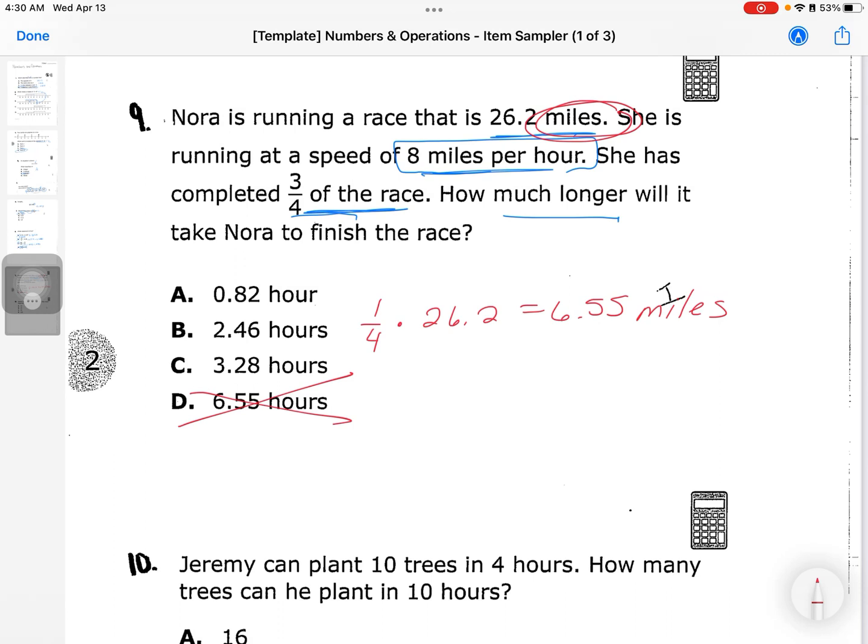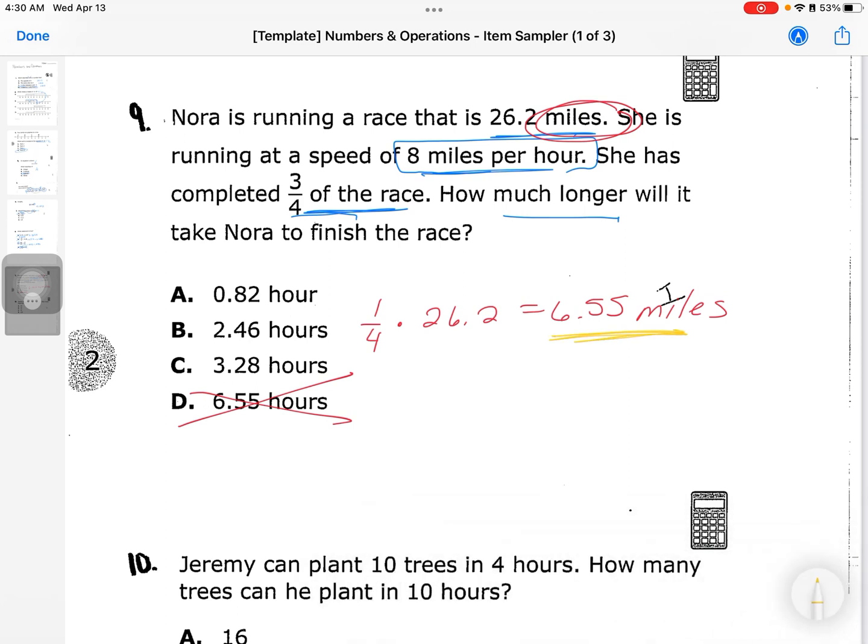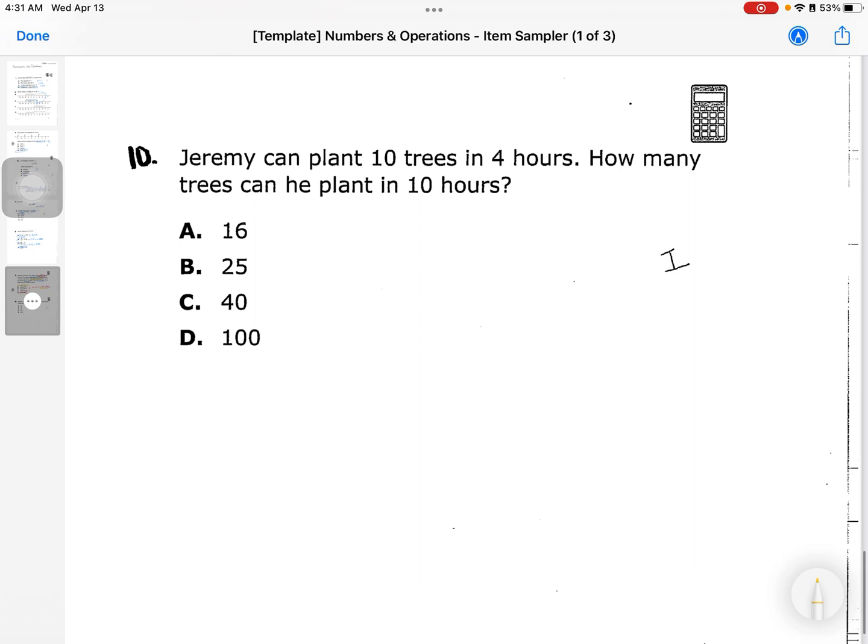Okay, well now I have to figure out how long would that take her. Here's where you could use some test-taking tips. If she has 6.55 miles and she's running at 8 miles per hour, is it gonna take her more than an hour or less than an hour? Well, she doesn't have 8 miles. She has less than that. So it's going to take her less than an hour, which would mean that the answer would be A. And if you actually wanted to figure that out, you could just take the 6.55 and divide it by 8. And you'd find that it's 0.82 hour, or 82 hundredths of an hour.